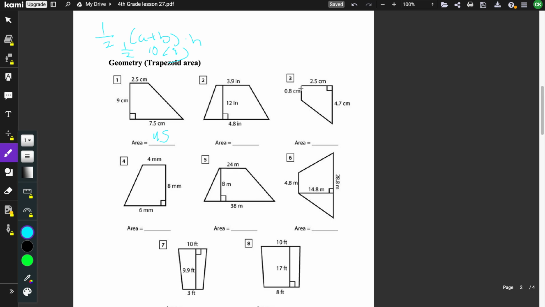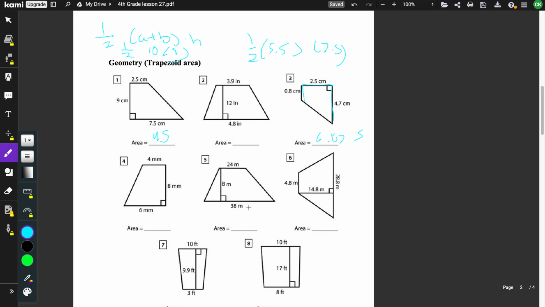We're going to do the same thing for number 3. Now this over here is going to be A and B, and this is going to be the height. It's just flipped, so you can use the same logic. So 1/2 times 0.8 plus 4.7, which is 5.5, times 2.5, and that should give you 6.875.